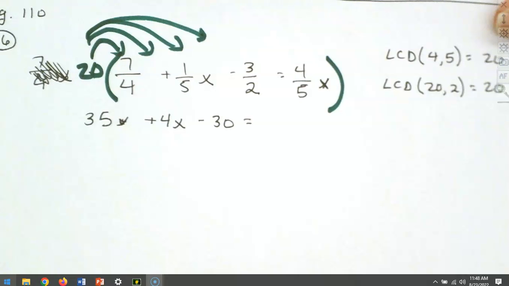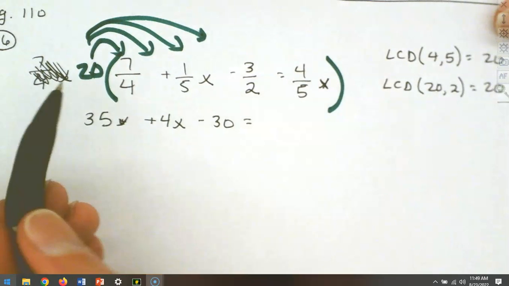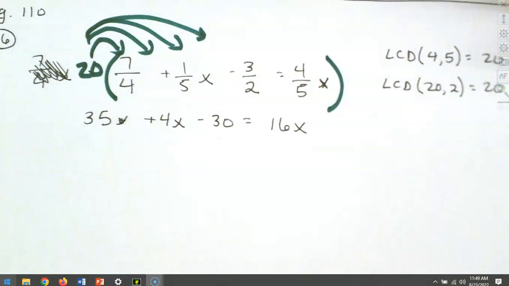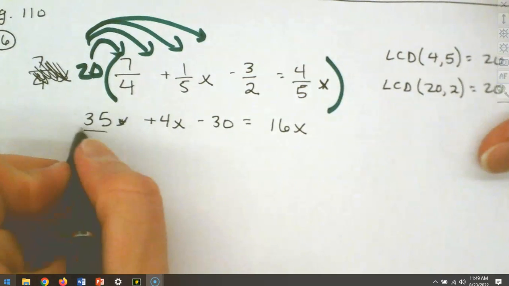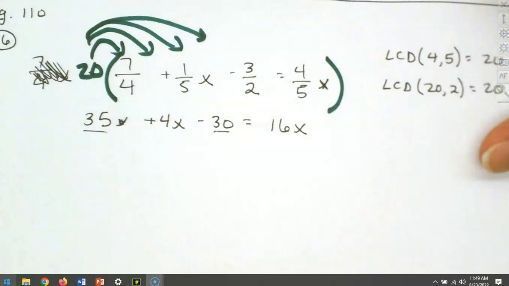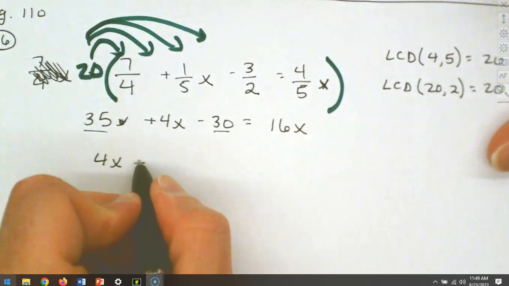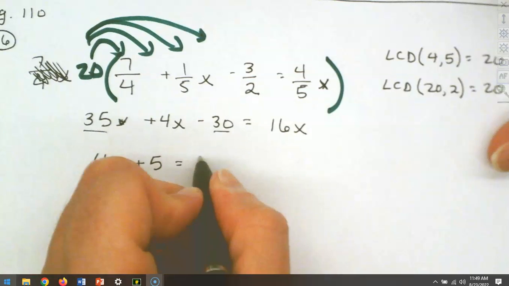20 divided by 5, that's a 4. And 4 times 4 makes it a 16. And don't forget to bring your x there. Clean this up a bit. So I'm going to put the 35 and the negative 30 together. So now we've got 4x plus 5 equals that 16x.